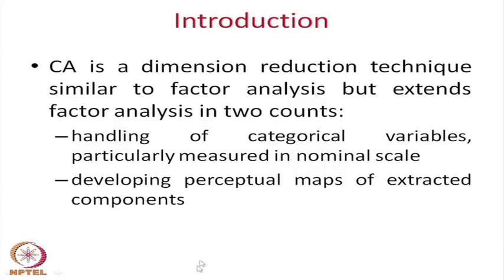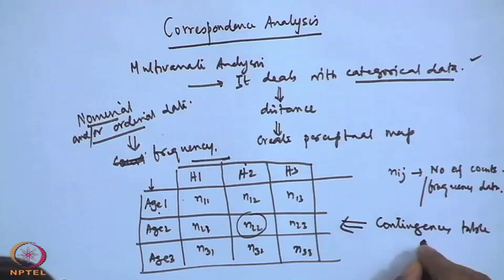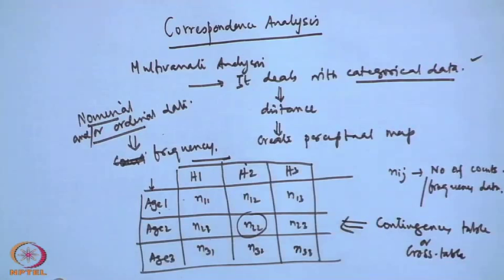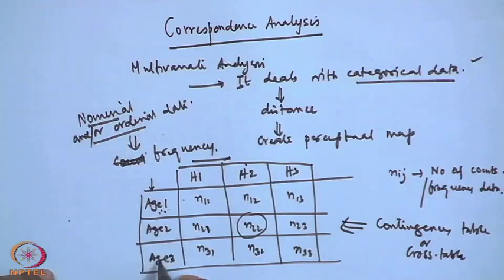Correspondence analysis is a dimension reduction technique similar to factor analysis, but it extends factor analysis in two ways: handling of categorical variables, particularly those measured on a nominal scale, and developing perceptual maps of extracted components. What I mean to say is that you need to develop a contingency table or cross table, both are the same. A contingency table is basically a bivariate table, and here, although age is a continuous variable, it is treated as a nominal variable by categorizing it into three groups, but food habit is definitely a nominal variable.